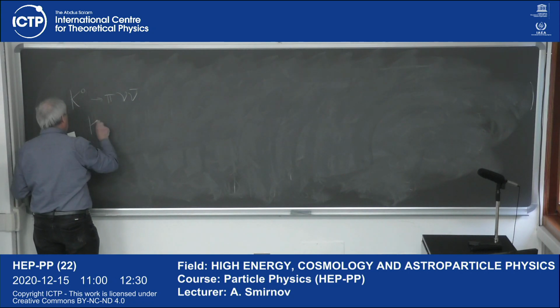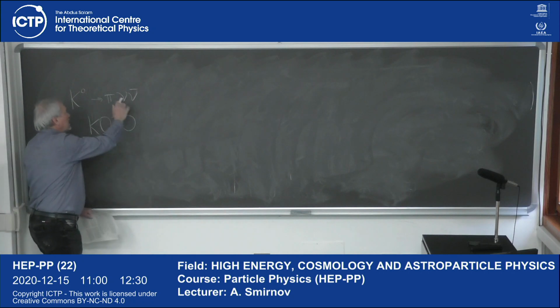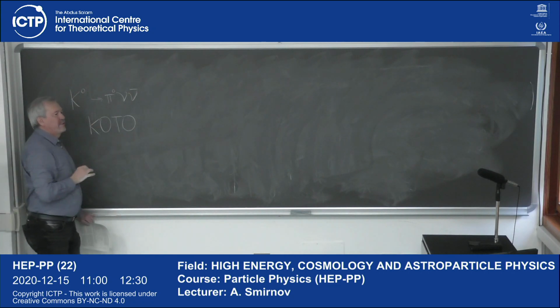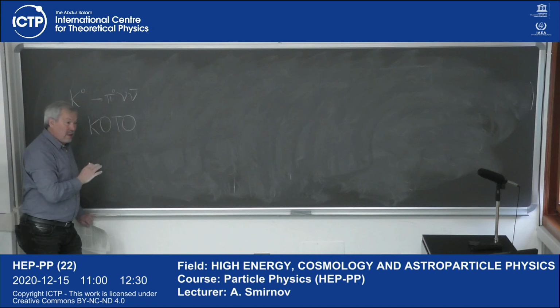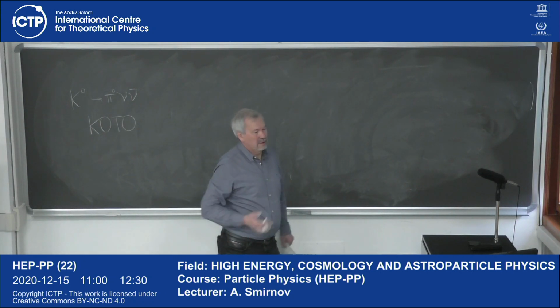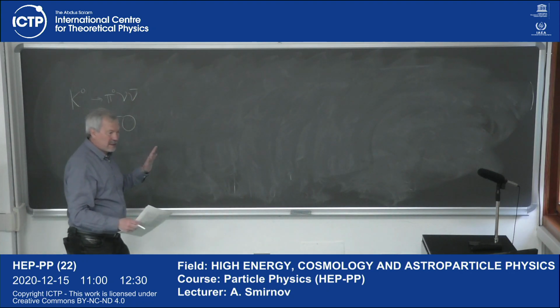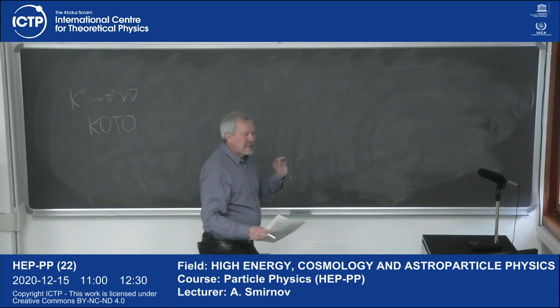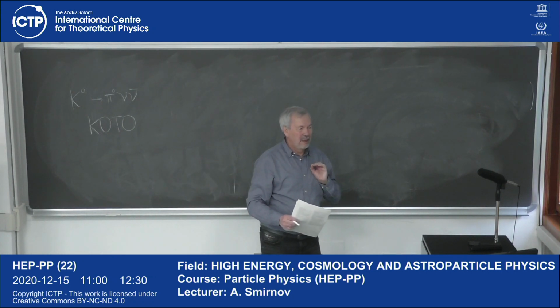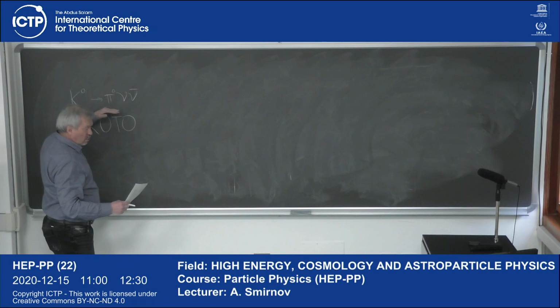And the experiment has the name KOTO. Neutrinos are not detected, and so what they see is just the appearance of pi 0. Actually, this is a flavor changing neutral current process, right? Because we have a strange particle and it's somehow transformed into a non-strange particle and emits 2 neutrinos. So the expected rate of this process is extremely strongly suppressed in the standard model. So if you have some deviations from the standard model, then you may expect some observable rate of this process.